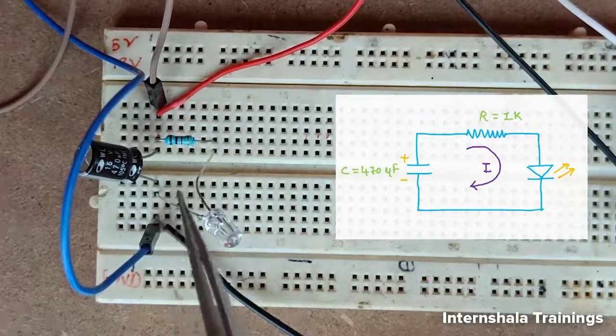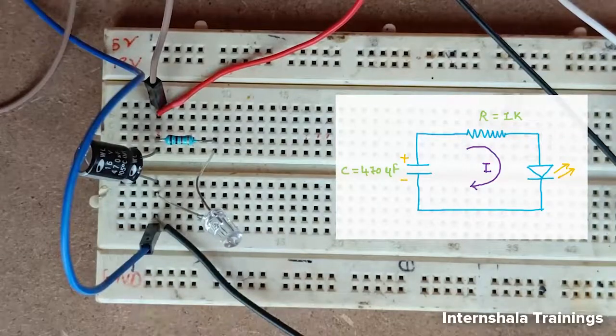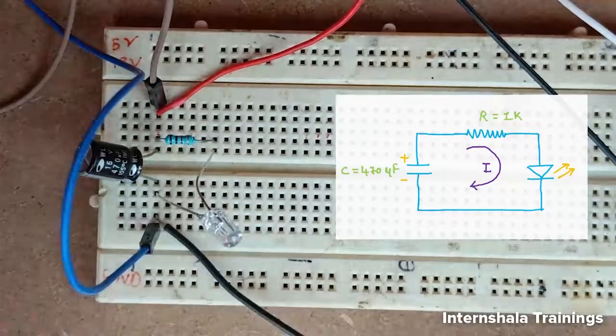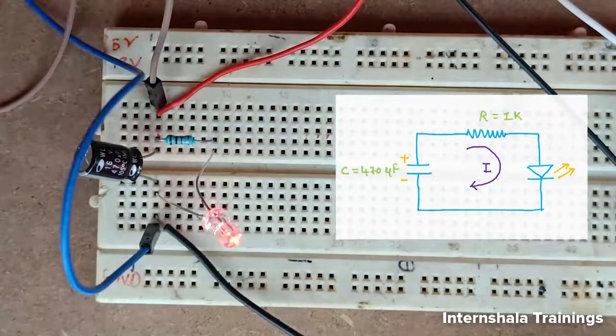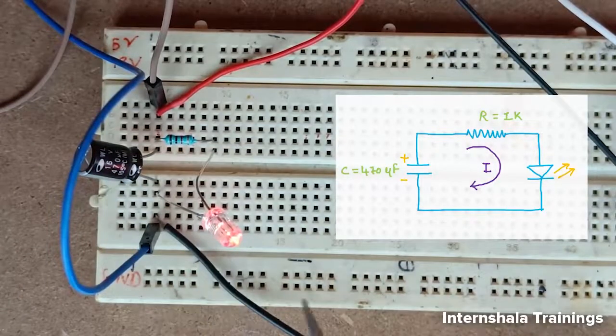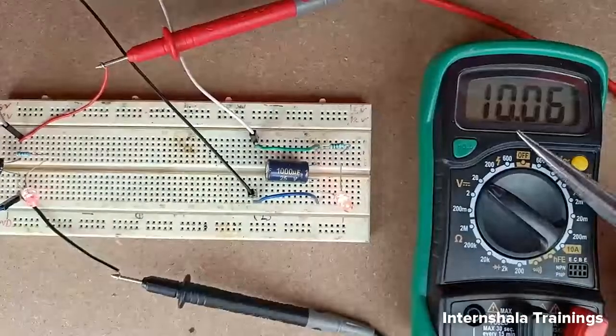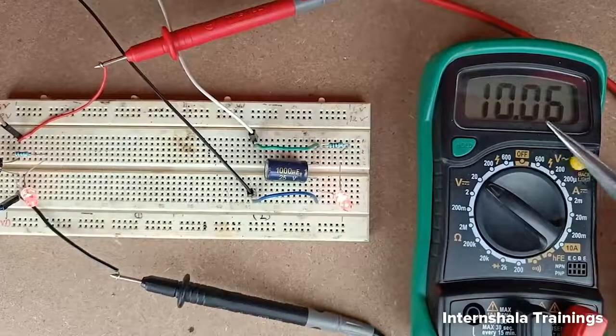I will show you the voltage of the lab bench power supply on the multimeter in a moment. First of all, let me switch on the lab bench power supply. I have switched it on, and you can see this LED is now on. Let me show you the voltage on the multimeter. You can see we are actually getting 10 volt.